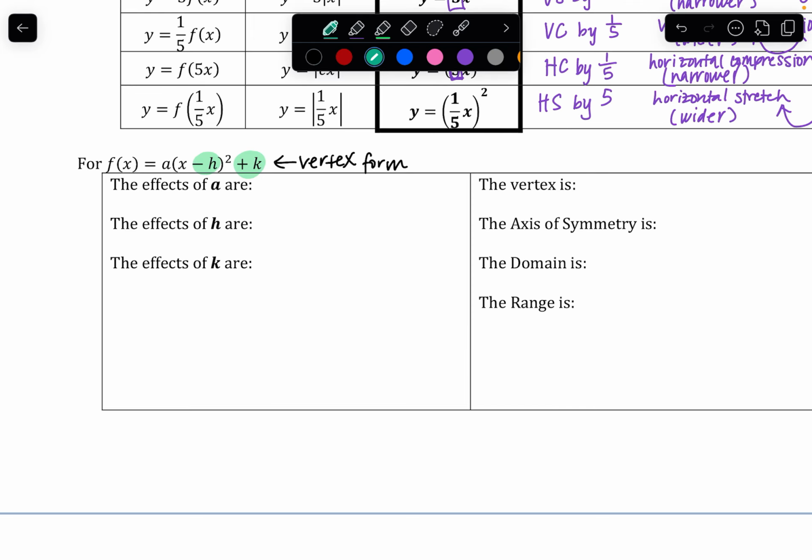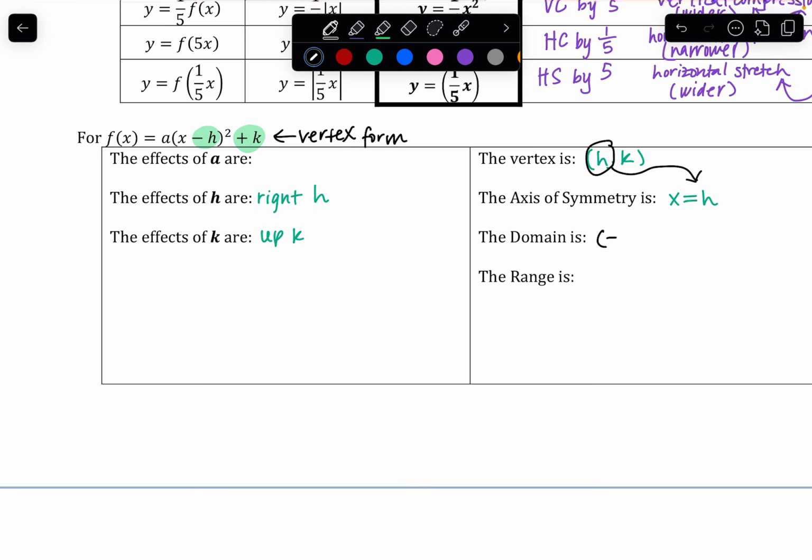And so that would put your vertex, hold on, right h, up k. So that would put our vertex at (h, k), which means our axis of symmetry would be x equals h. It's whatever the x coordinate is, and then you have an x equals in front of it.